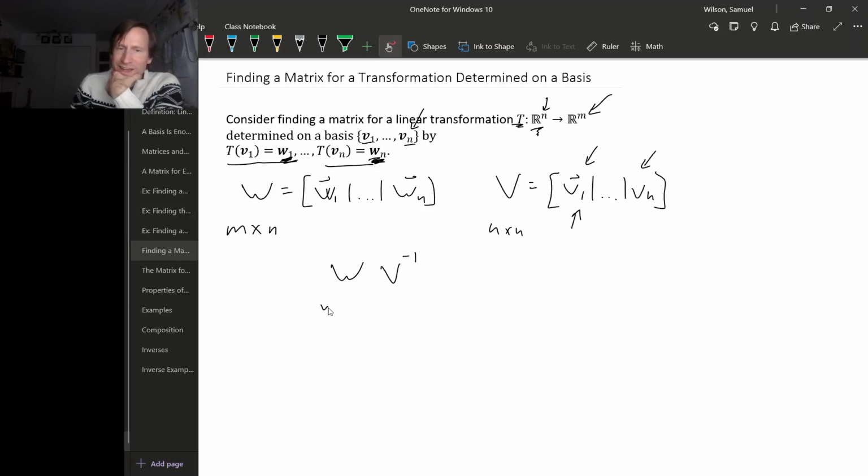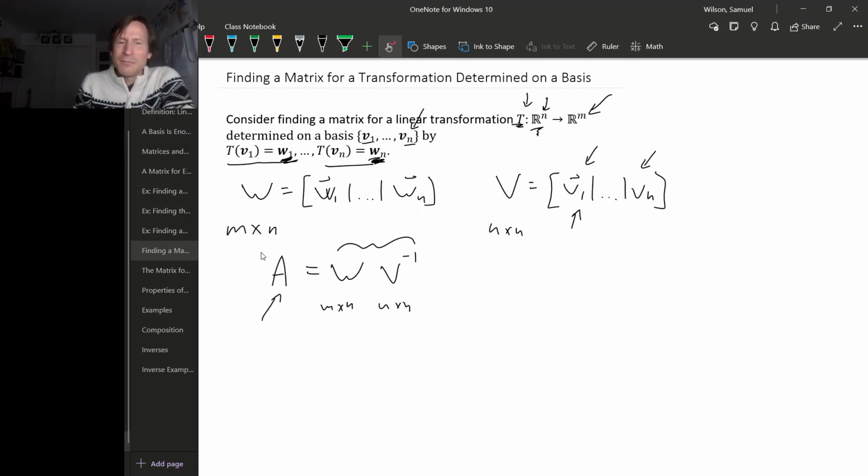Okay, so our guess for what A should be is W times V inverse. And W is m by n, and V is n by n, so V inverse is also n by n. So if nothing else, this product that we guessed is actually defined. That's a good start. So let's guess that A is W times V inverse. How can we check that this is correct? How can we check that this matrix actually determines the linear transformation T?